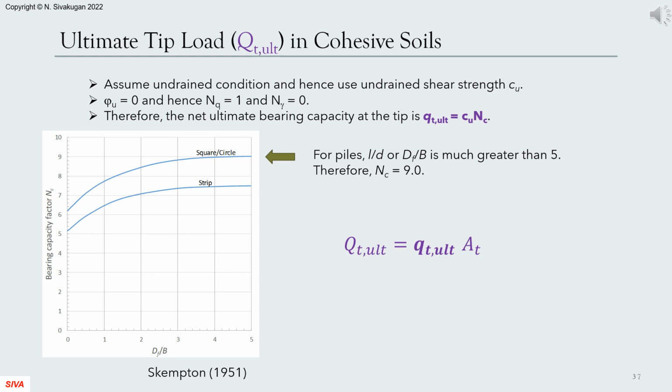Assuming undrained conditions, the friction angle in terms of total stresses is 0. Therefore Nq equals 1 and Nγ equals 0. The net ultimate bearing capacity at the pile tip is the product of the bearing capacity factor Nc and the undrained cohesion Cu. What do we use for Nc? From the work of Skempton, 1951, for piles where the length to diameter ratio is larger than 5, Nc must be taken as 9. That means, for piles in clays, we will always take Nc as 9.